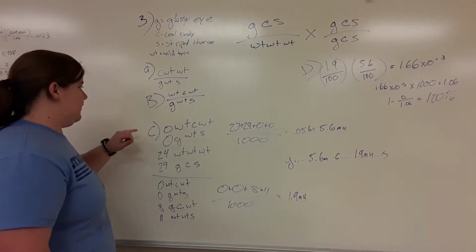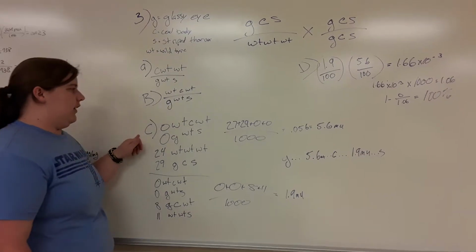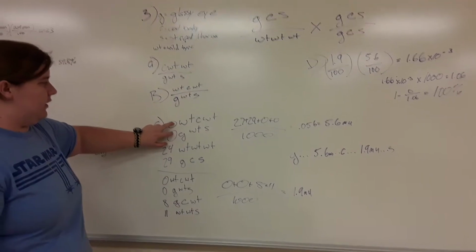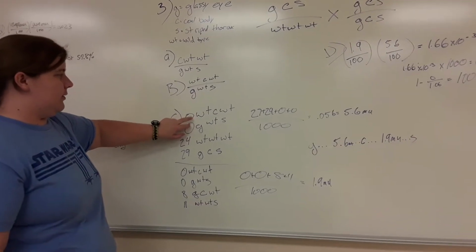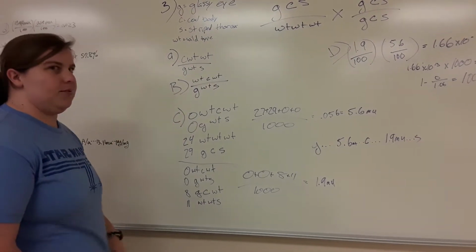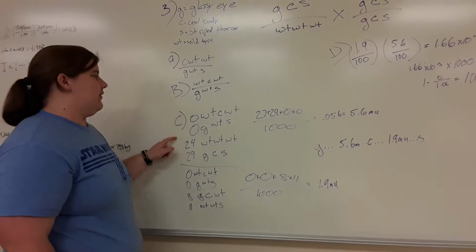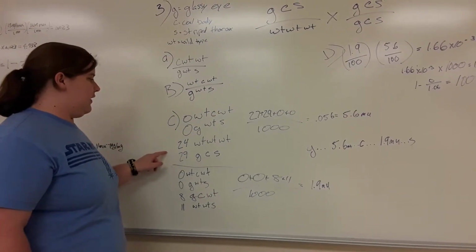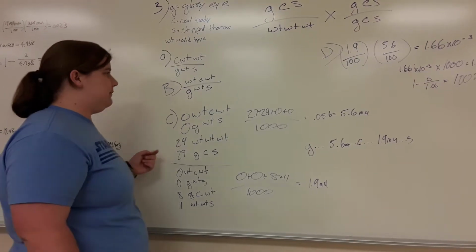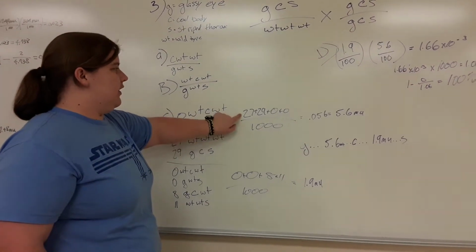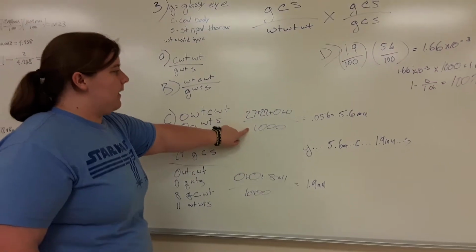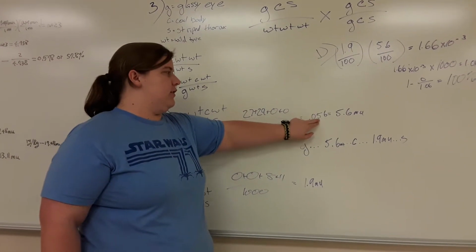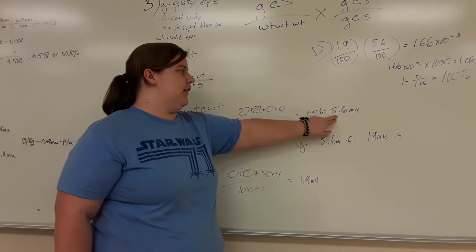And then for C, the two that were our double crossovers are 0 of each one. And so that's kind of a trick question. So then you take the crossover of that, you get 24 and 29. Add those together divided by 1,000, and you get 0.056 times 100 equals 5.6 MU.